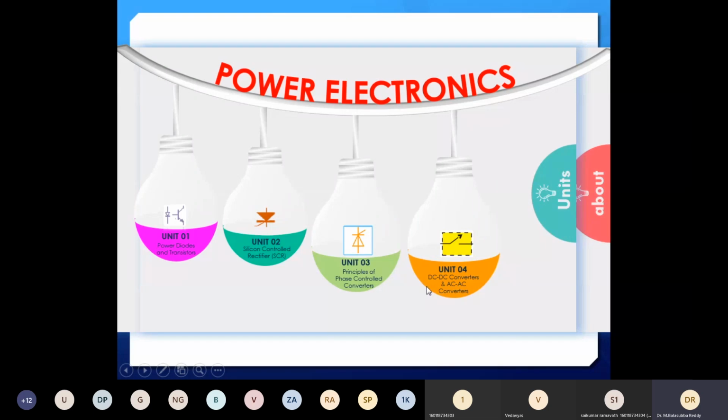And then the fourth unit, DC to DC converters, AC to AC converters. Anyhow, for all the 5 controllers I will explain the basic introduction portion, and then classifications and types, many things I will cover in these 2 introduction classes. So this is the fourth unit, and the last unit is the inverters. So this is another controller. Now we can see that unit 3 is one controller, the phase controlled rectifier. Unit 4, DC to DC is another controller, and AC to AC, in that 2 controllers.